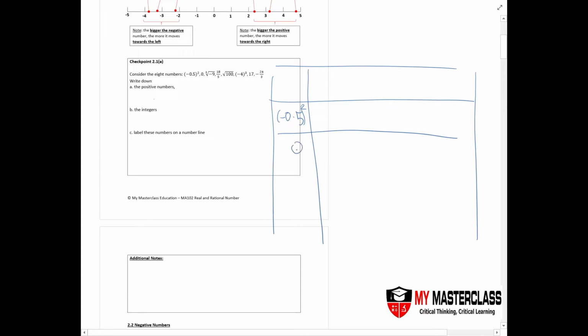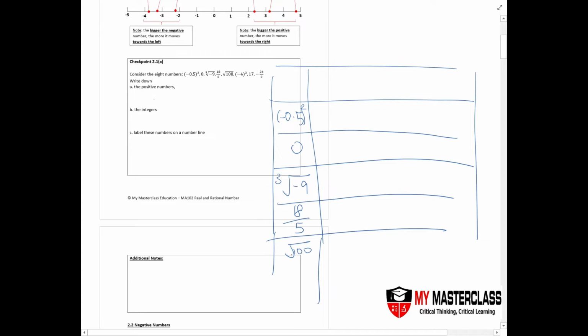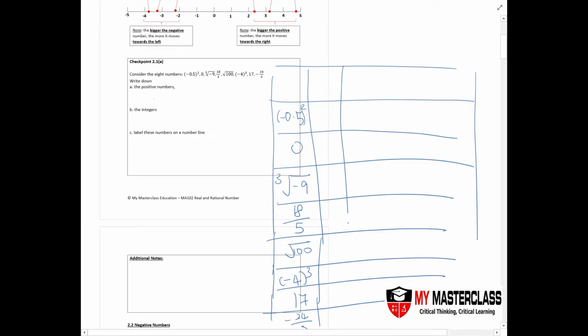The numbers are 0, cube root of -9, 18 over 5, and then I have square root of 100, -4 to the power of 3, 17, as well as -24 over 3. Now what do I do? I'll press into my calculator and check for these numbers. What is the exact term? I'll leave everything in a constant, which is a decimal.